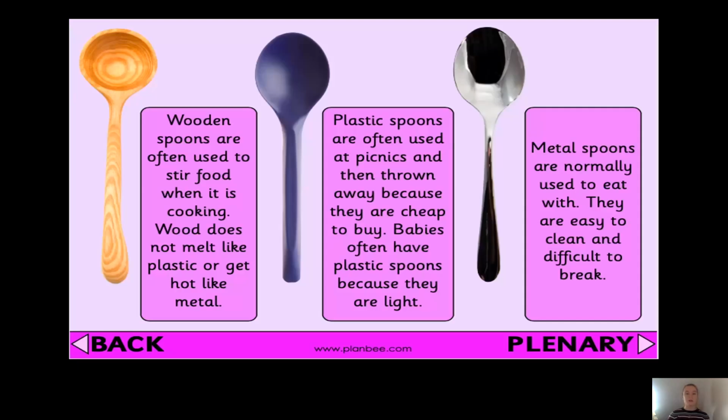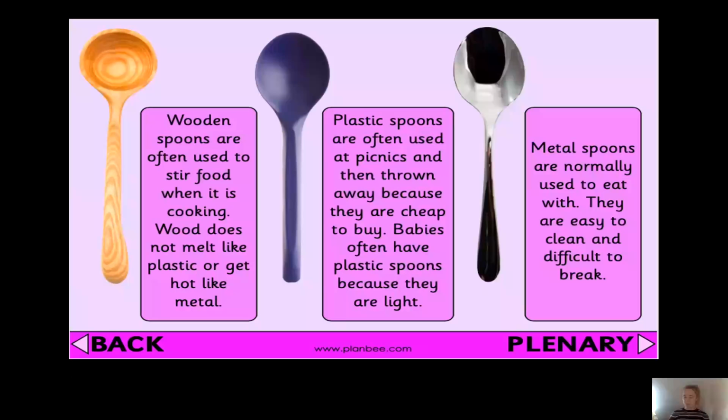So the wooden spoons are often used to stir food when you're cooking. Now, wood is a suitable material for a spoon because unlike the plastic and the metal, the plastic would melt if it got too hot, so that wouldn't be very good if you're baking something and it was very, very warm. And the metal spoon can get very, very hot when it's in something warm. So you need to be very careful when there's metal around something hot. You should never touch it. And that's why the wooden spoon is suitable, because it wouldn't melt and it wouldn't get hot.